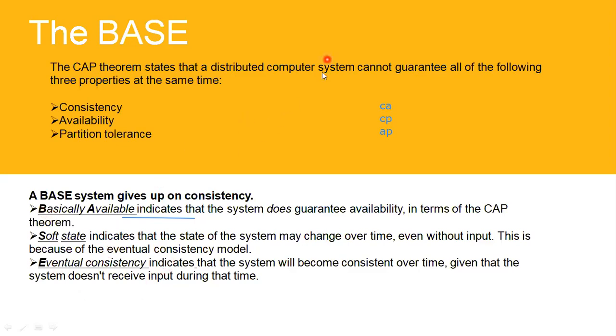So these are the BASE properties, which are just like we have ACID in SQL and BASE in NoSQL. So this is a thing which we say is provided in these categories.